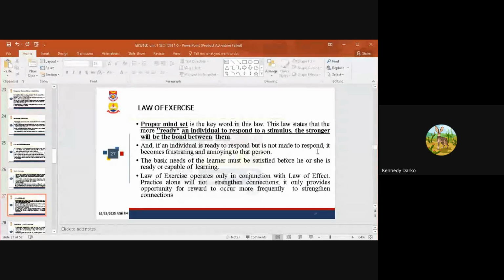So when you have a proper mindset, the key word in this law will tell you that, yes, because you have prepared, the readiness was there, you were ready for the lesson, or you are ready for whatever task they are going to give you, the individual's response to this stimuli will be stronger.